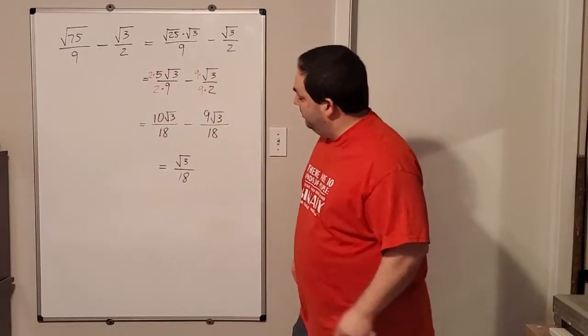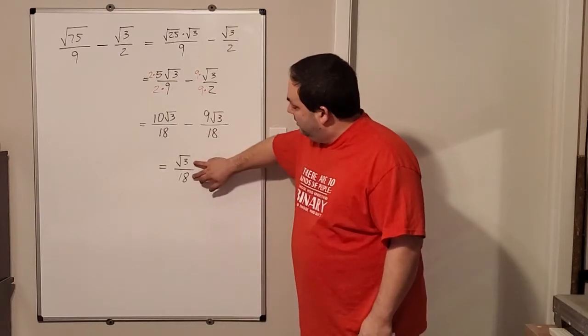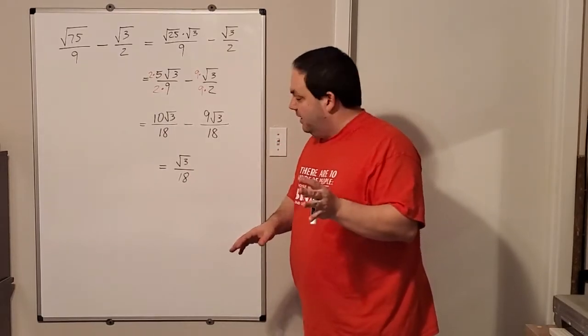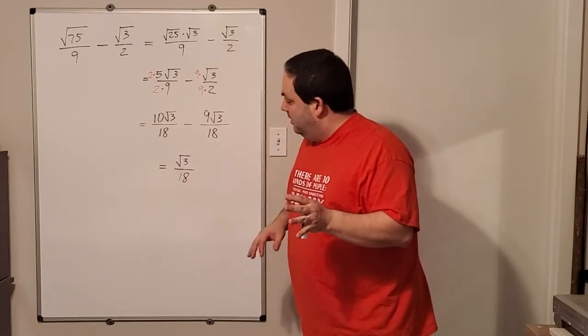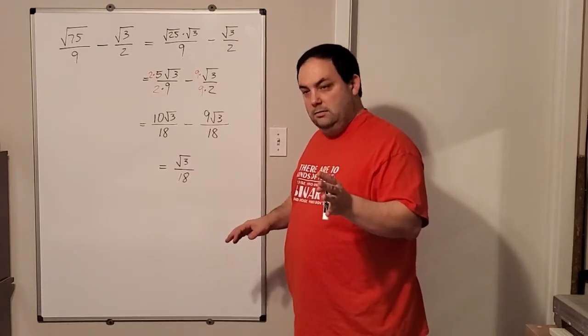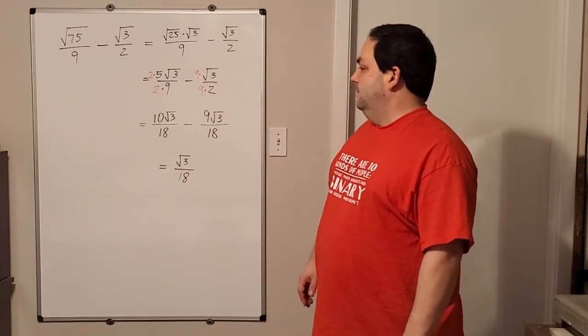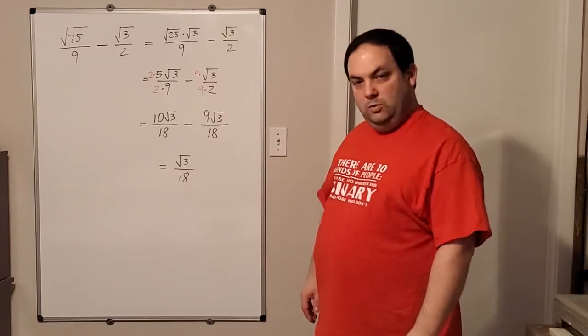Another mistake that you can be sure to avoid: the 3 and the 18 are not both in a radical. So I can't simplify that fraction, right? It's simplified right here, right now, the way it is. Okay, square root of 3 over 18.